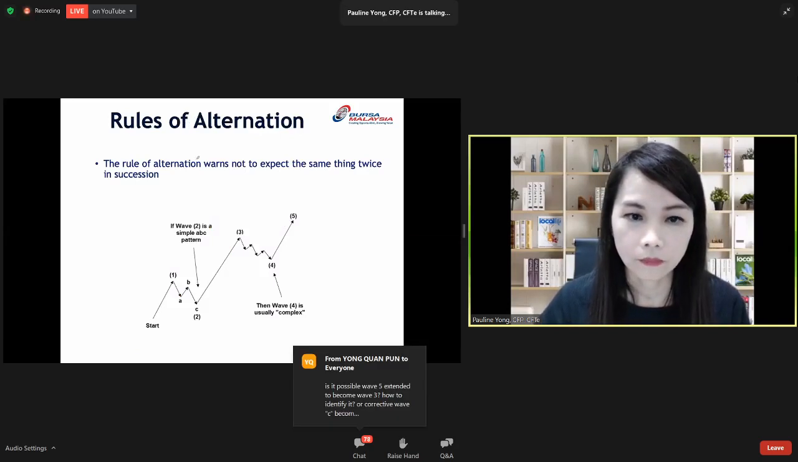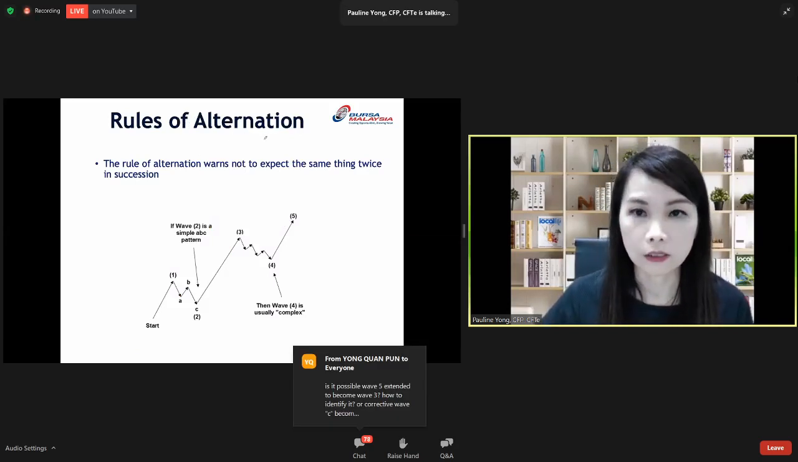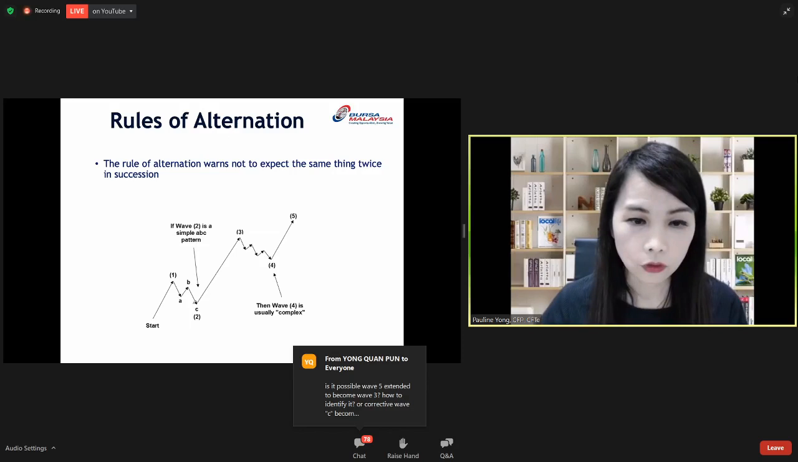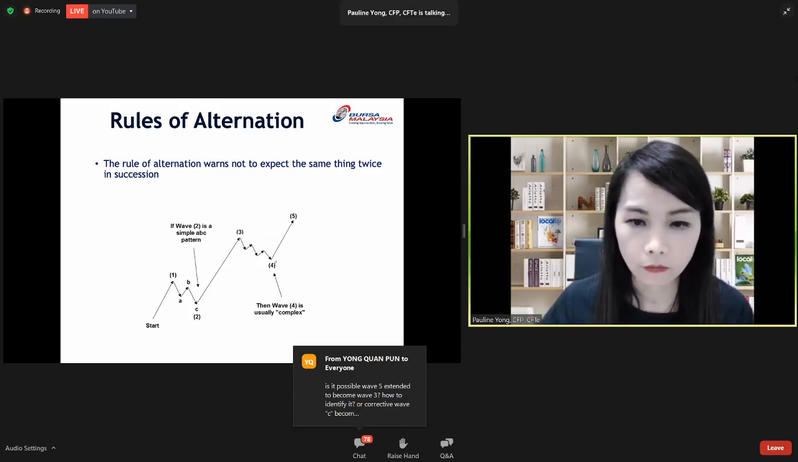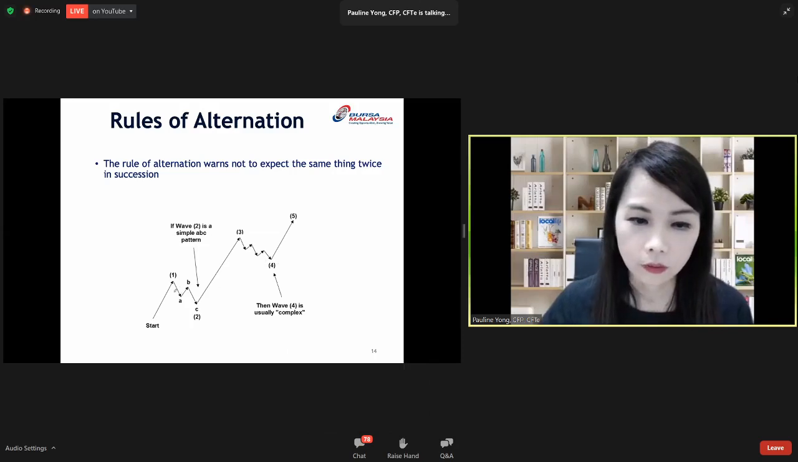And this is the rule of alternation. So when you see that wave number 2 is here, and then wave number 4 is different. So let's say you see a zigzag here, and then this one you see 1, 2, 3, 4, 5, five waves down. Okay, so also a zigzag, but this one is a 5 wave down, this one is a 3 wave down. Okay, so there is some alternation.